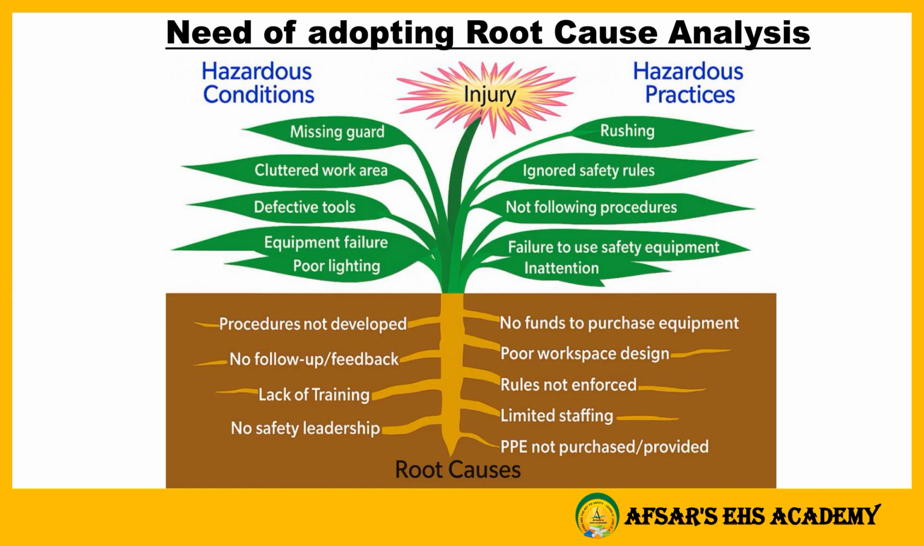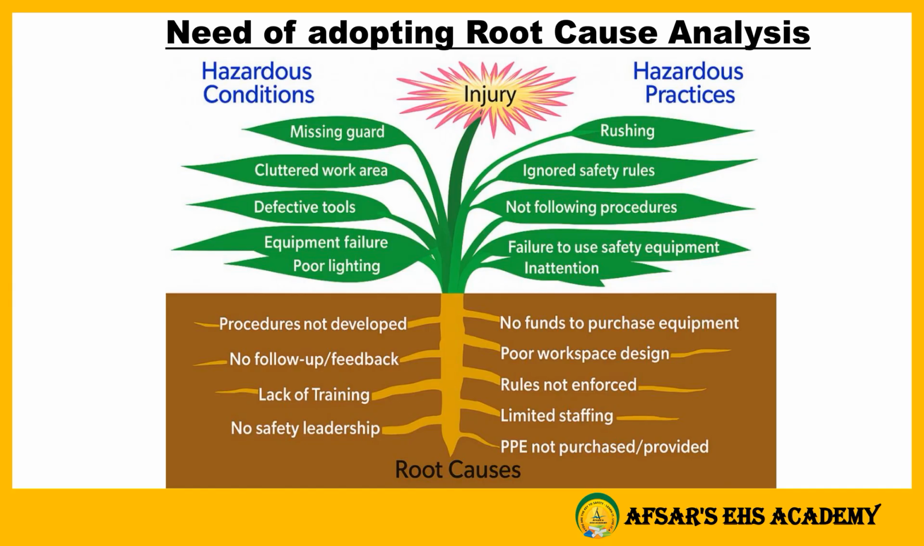Root causes are generally organizational factors such as no funds to purchase equipment, poor workspace design, rules not enforced, limited staffing, PPEs not purchased or provided, procedures not developed, no follow-up or feedback, lack of training, no safety leadership, etc. If we only cut the leaves of this weed, that is, we only take steps for removing immediate causes, then the chances remain that the root of this weed may grow, thus creating immediate causes to make the incident or accident happen again.